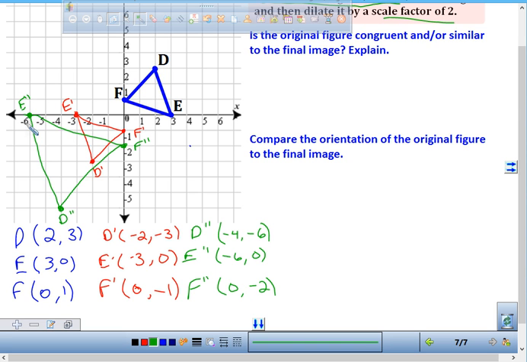Good. We have a lot to talk about in this. Is the original figure congruent or similar to the final image? Similar because? Good. Different size. So you say similar, it's the same shape, different size.